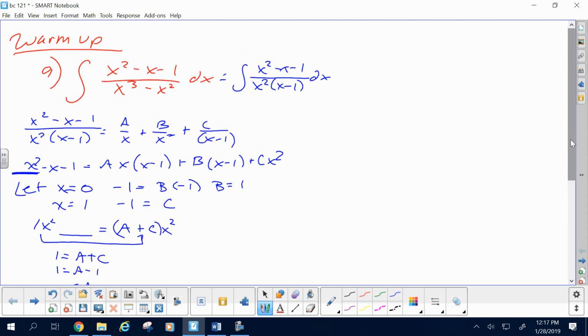Okay, so the new problem becomes 2 over x plus 1 over x squared minus 1 over x minus 1. Do you agree with the new integral? Okay, do you agree with the antiderivative of 2 natural log of the absolute value of x? I agree. Do you agree with negative 1 over x for the antiderivative of that? Power rule, minus log of x minus 1. All right, cool, proceed.